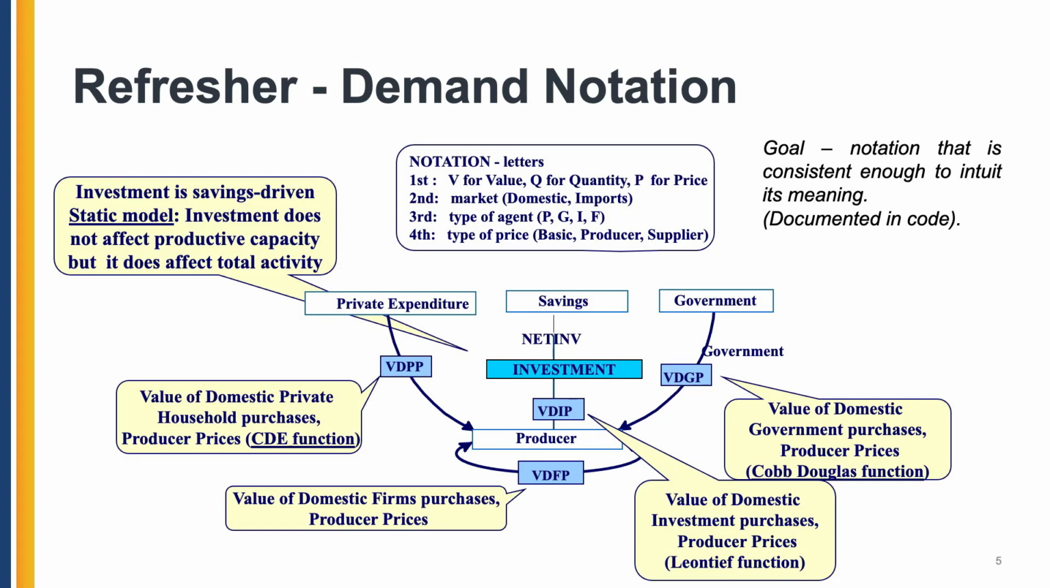So in general, we should be looking to the first letter of a coefficient. So something like VDPP that is introduced here as the private purchase expenditures. The first letter is telling us whether we're seeing a value, a quantity, or a price. The second letter should tell us whether we're in the domestic market or the import market. The third will give us the agent who has the behavioral function we're looking at. So private, government, investment, or firms. And then finally, what price we're looking at.